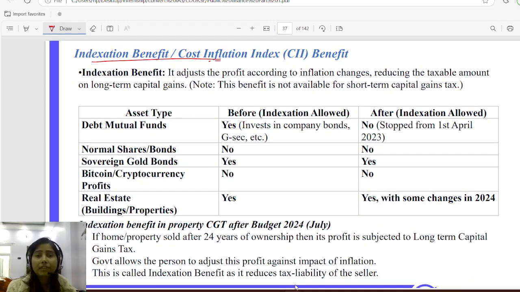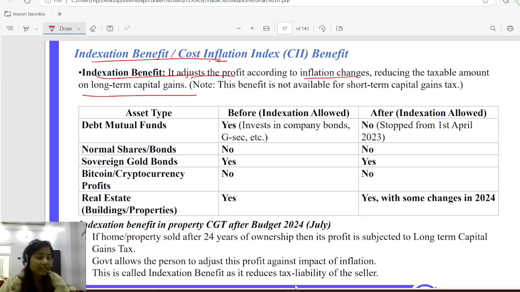Indexation benefit, cost inflation index. Indexation benefit means it adjusts the profit according to inflation changes, reducing the taxable amount on long term capital gain. Suppose you are earning a profit of 100 rupees this year and a profit of 105 rupees next year, so there is an increment of 5 rupees.